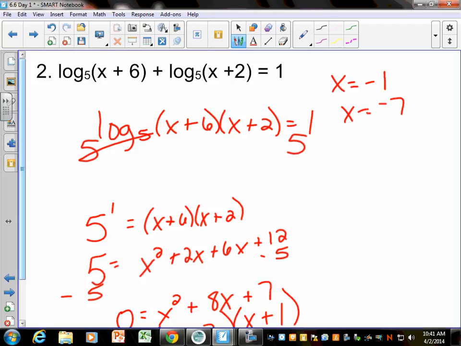But remember, you have to make sure you're not going to get a negative in your log. So don't automatically throw both of these out because they're negative, but you do need to make sure when you plug them back in that you're not going to get a negative up here. So what about -1? If I plug in -1 right here, is that going to be okay? So -1's good. What about -7? Not good because -7 plus 6 and -7 plus 2, both of those are negative. So you have to throw out anything that would give you a negative log.